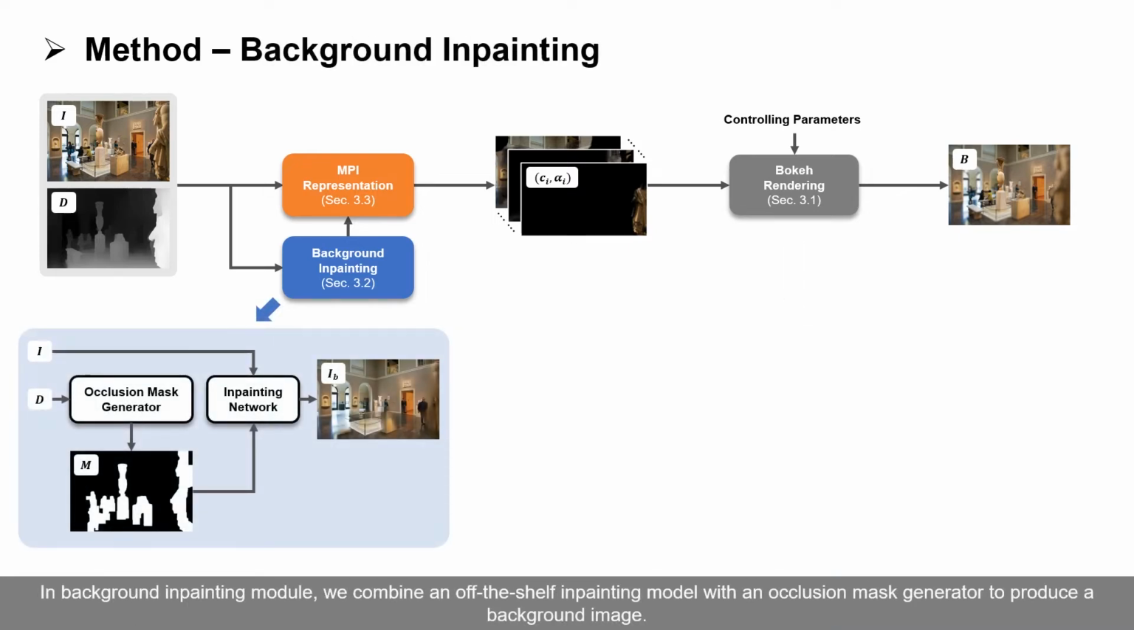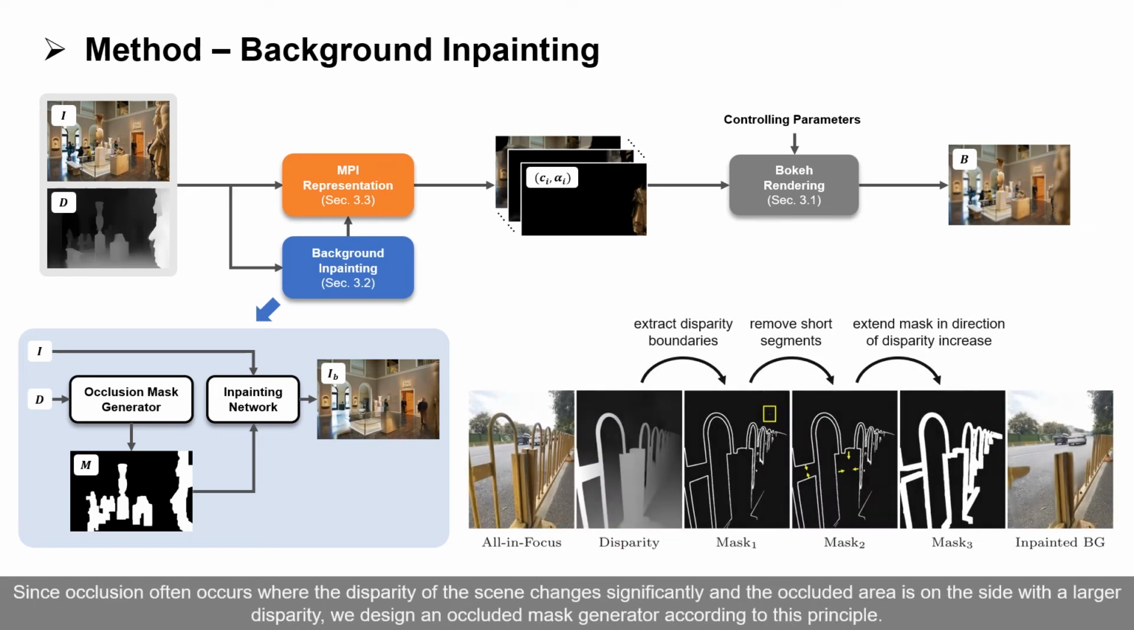In the background inpainting module, we combine an off-the-shelf inpainting model with an occlusion mask generator to produce a background image. Since occlusion often occurs where the disparity of the scene changes significantly and the occluded area is on the side with a larger disparity, we design an occlusion mask generator according to this principle.